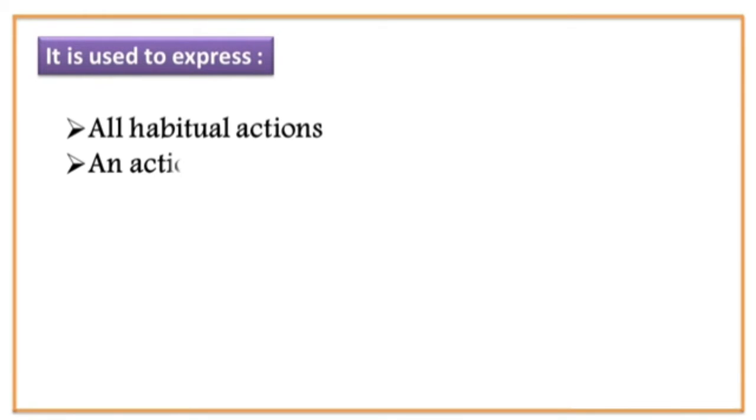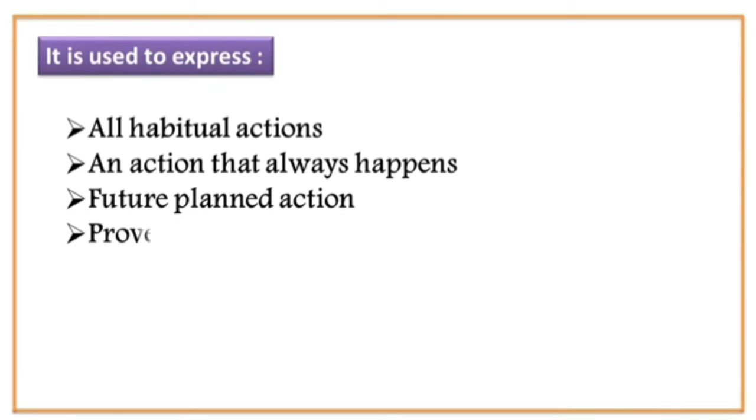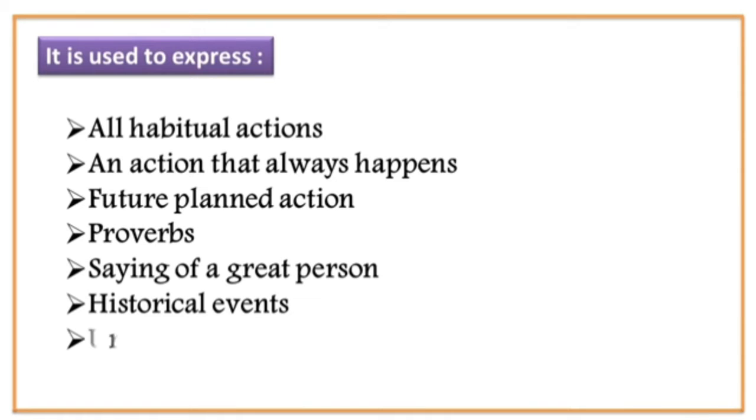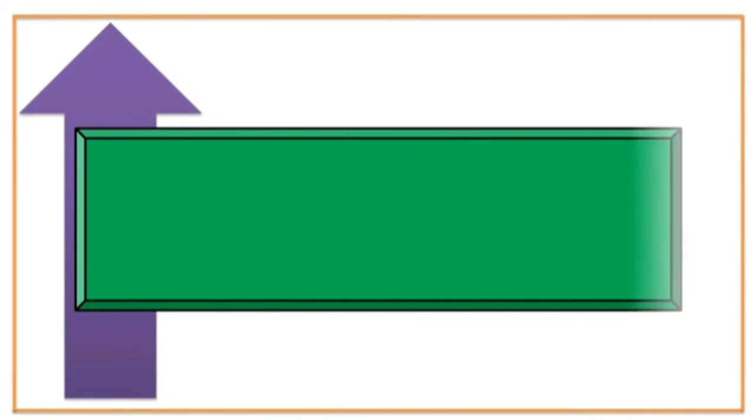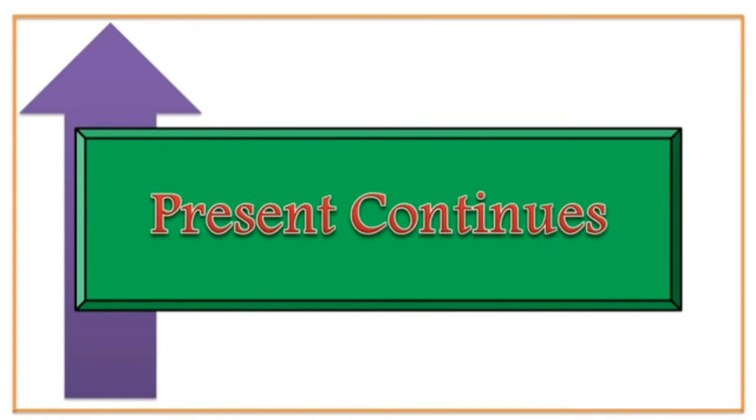Remember, simple present tense is used to express all habitual actions and actions that always happen, future planned actions, proverbs, sayings of a great person, historical events, universal truths, and conditional clauses. And the second one, present continuous tense.